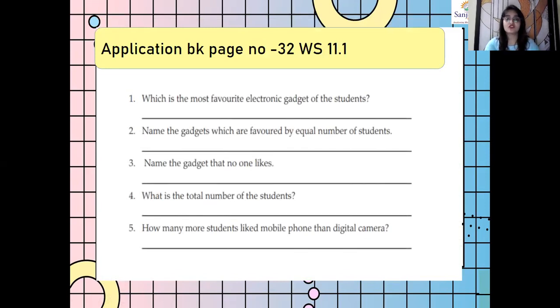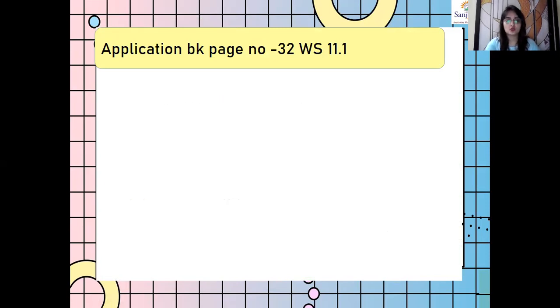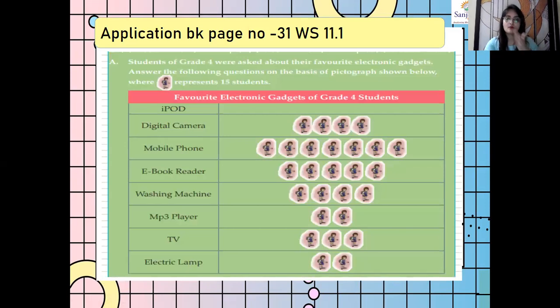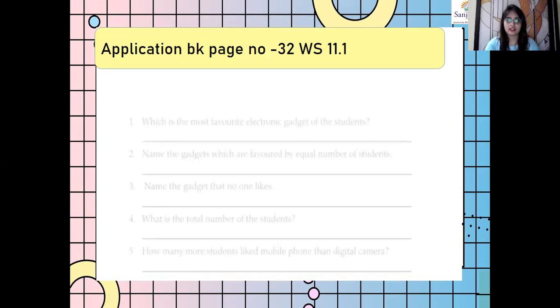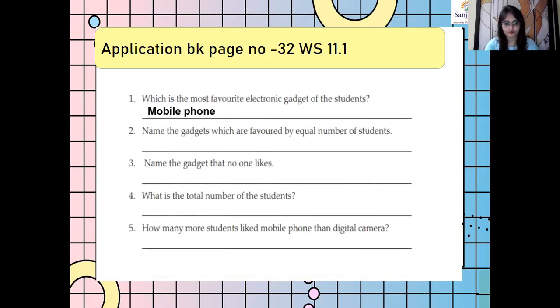Which is the most favorite electronic gadget of the students? Now, children, the answer for these questions you can write in your application book itself. If you don't have your application book, then you can write in your notebook. The first one says, which is the most favorite electronic gadget of the students? Where are the more symbols of the child given there? That is mobile phone.